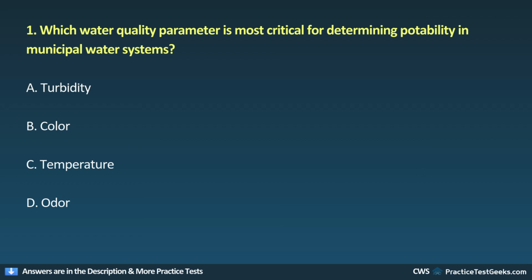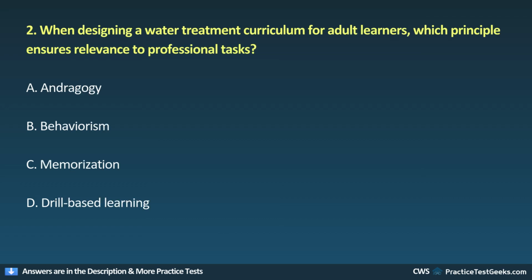1. Which water quality parameter is most critical for determining potability in municipal water systems? A. Turbidity. B. Color. C. Temperature. D. Odor. 2. When designing a water treatment curriculum for adult learners, which principle ensures relevance to professional tasks? A. Andragogy. B. Behaviorism. C.